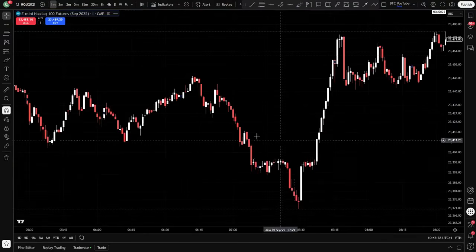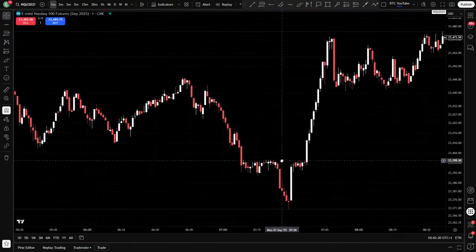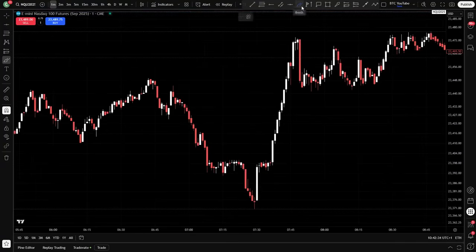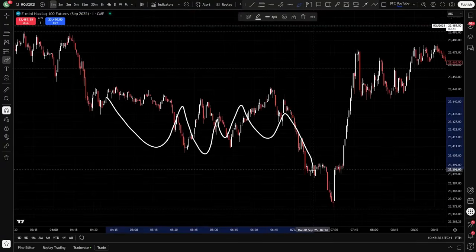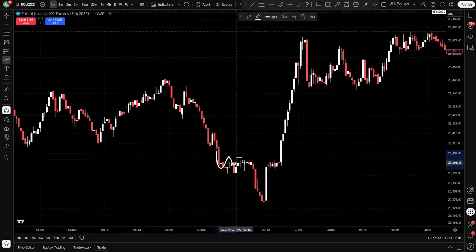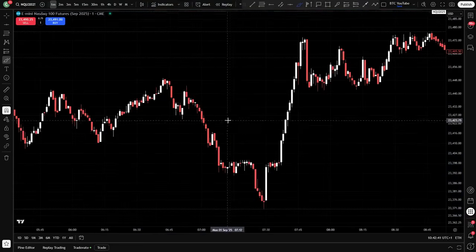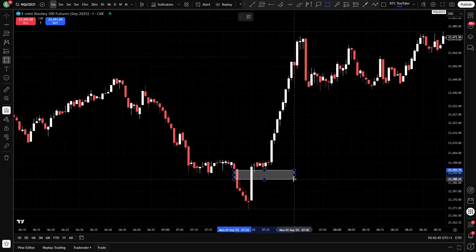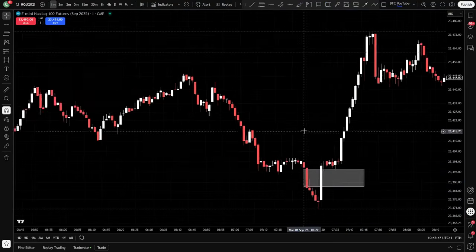you can see within that V-shape, there was this lovely textbook V-shape here. You can see accumulation here, manipulation. We get that accumulation again and that manipulation within the larger V shape that we just saw. Pretty obvious fair value gap here. As you can see, you could extend this down here if you want.